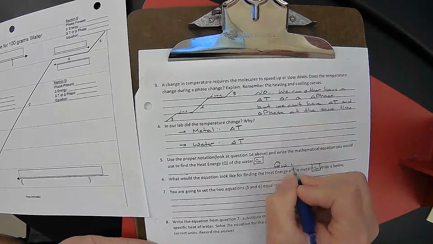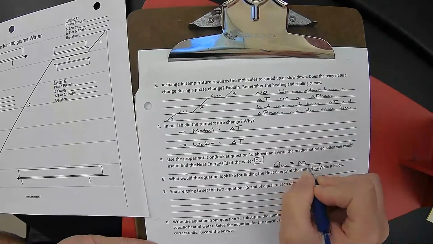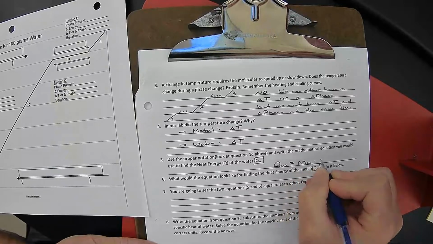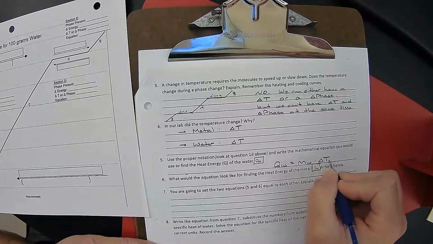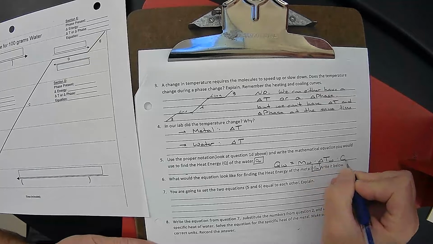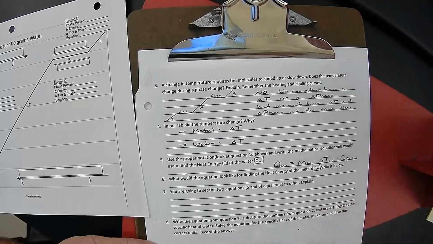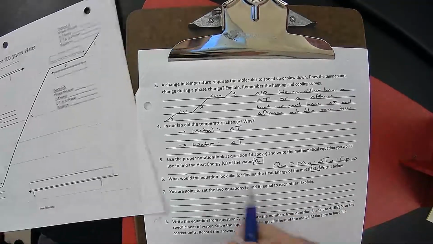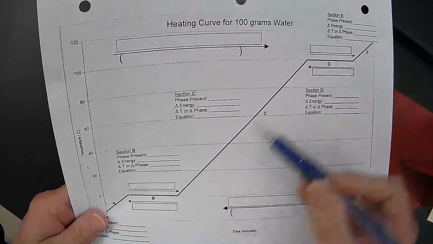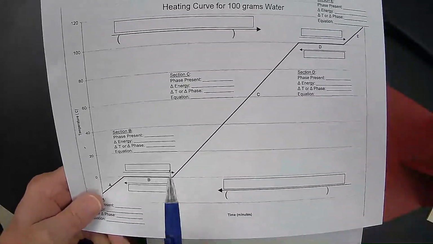The amount of energy of the water equals the mass of the water multiplied by the change in temperature of the water times the CP value of the water. There's our equation for a change in temperature of the liquid of the water. It didn't freeze and it didn't boil.